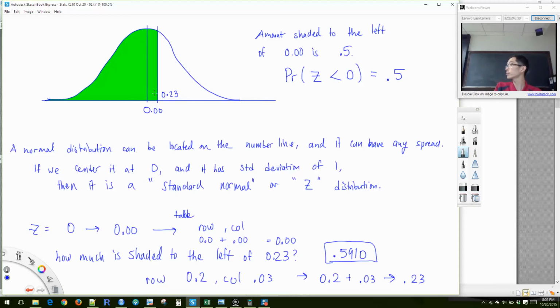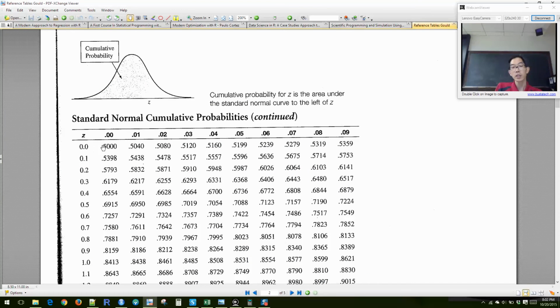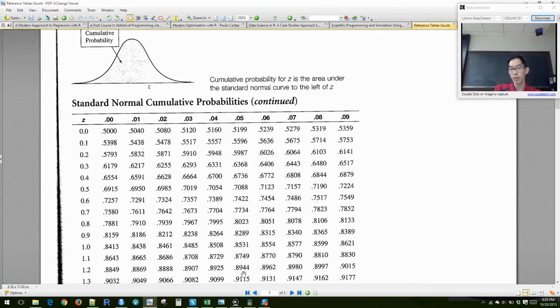Is that okay? That was confusing. I wasn't sure. I was actually looking for point 23, but I see now that it's the row and the column. If we only listed things as they are, we would have a massive list. So what they did is first look up the row 0.2 and the column 0.03. You can find all these numbers this way. Is that okay? All right.